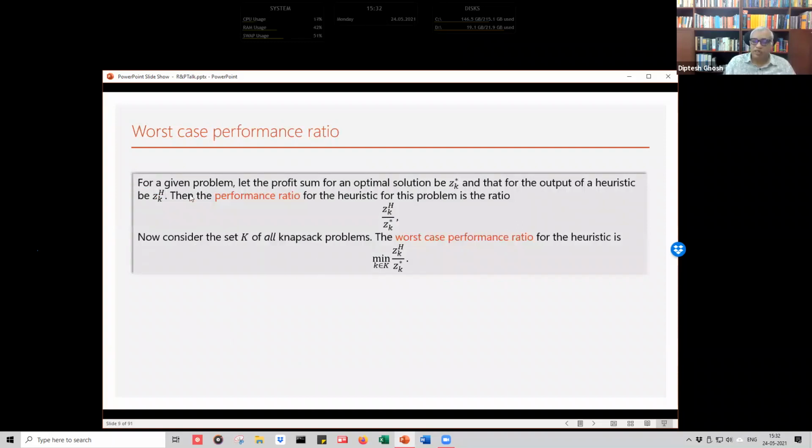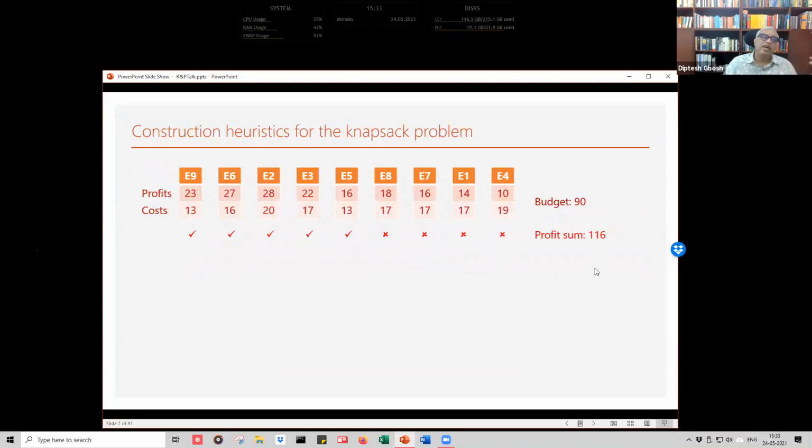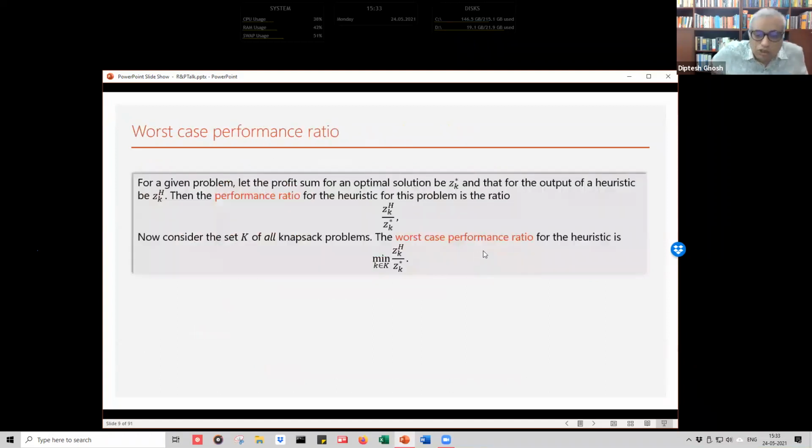So if I talk about the performance ratio of the heuristic, I just say that, given a particular problem, if ZK star is the optimal solution value, the optimal profit sum for that problem, and through my heuristic I've got a profit sum of ZKH, then ZKH by ZK star would be my performance ratio. In this case, the performance ratio is 116 by 118, because my greedy solution had a profit sum of 116, and I know that my optimal solution has a profit sum of 118. So that is for this problem itself.